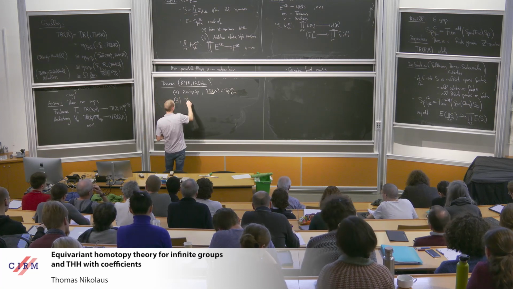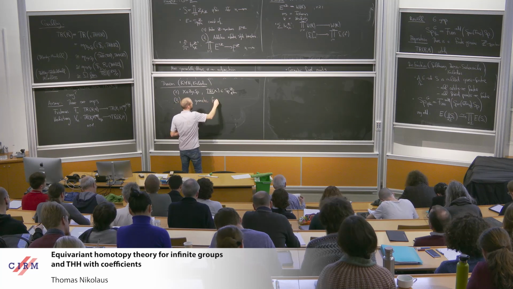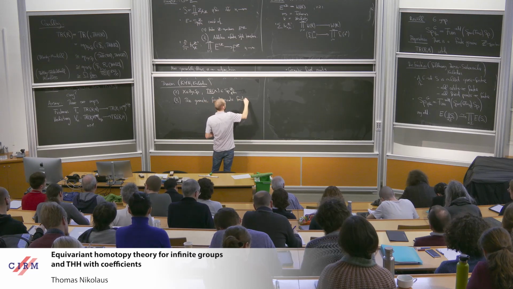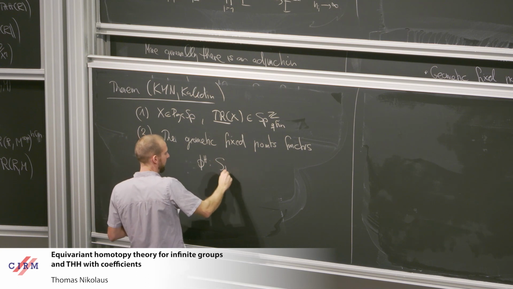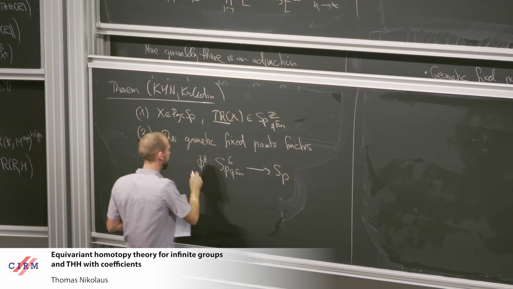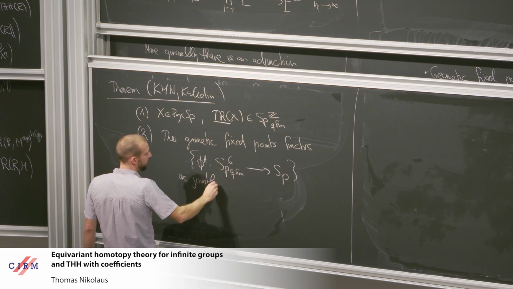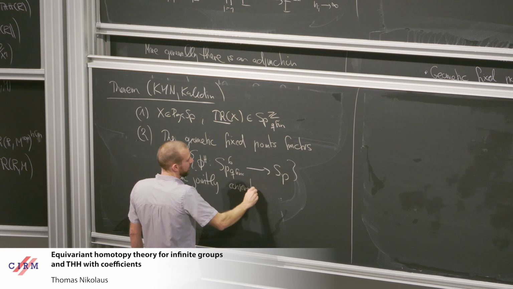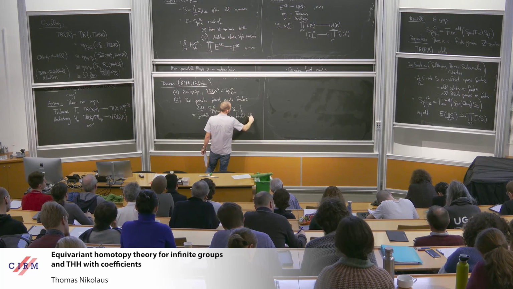Secondly, this is an abstract statement about these quasi-finitely genuine spectra: the geometric fixed points functors Phi^H from quasi-finitely genuine spectra into spectra are jointly conservative. This is, as I say, an abstract statement about this new version of equivariant homotopy theory: they are jointly conservative on bounded below objects.